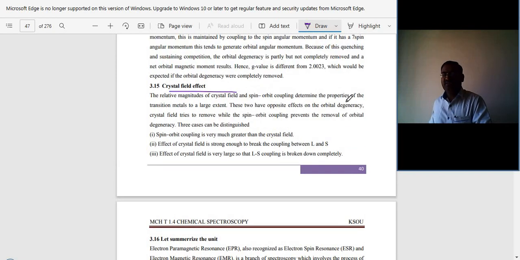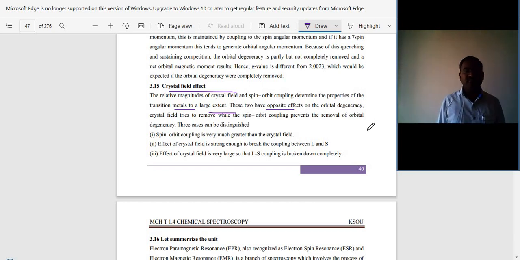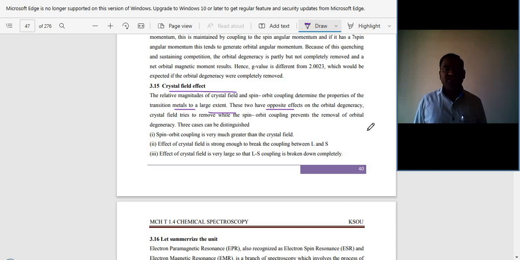The very important point here is the crystal field effect. The relative magnitude of crystal field and spin orbit coupling determines the properties of the transition metals to a large extent. These two have opposite effects on the orbital degeneracy. Crystal field tries to remove while the spin orbit coupling prevents the removal of orbital degeneracy.